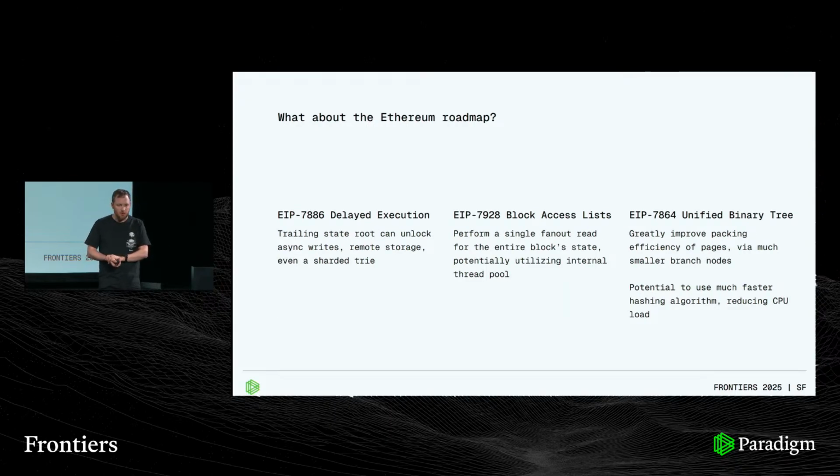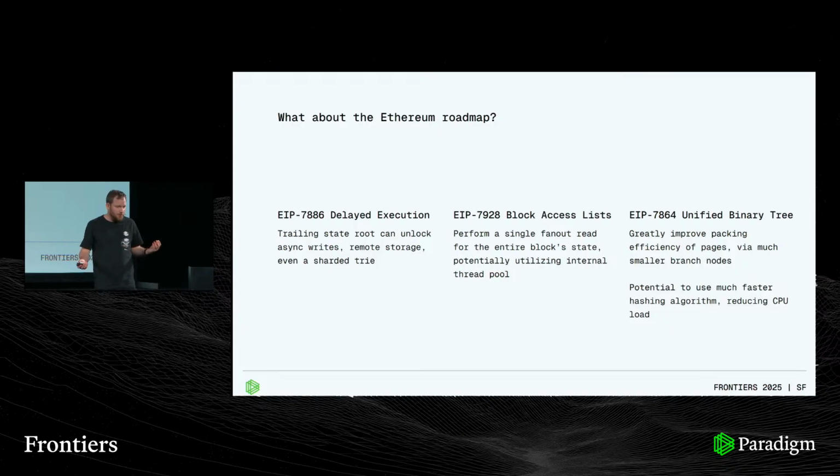And we think this is pretty aligned with the Ethereum roadmap. There's 3 key EIPs that I think are either coming in the near future or at least being discussed. So with delayed state root or delayed execution, this allows us to really lean into async IO updates. This would allow us to use really remote storage, much more commodity hardware, and scale up the total state to a much higher degree.